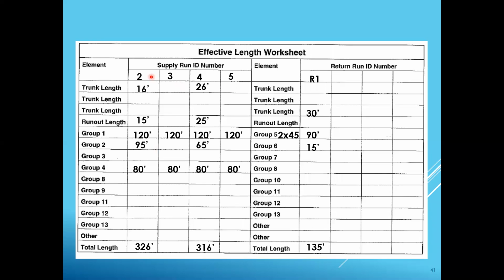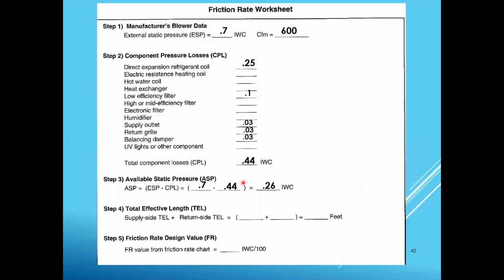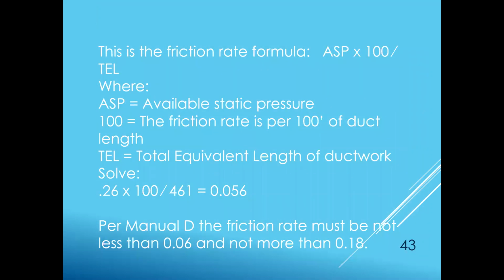But you're starting to pick. You start to think, well, which supply is going to be longer? You start doing the runout length and all the different groups of fittings. Yes. Right? Then you have your friction rate worksheet. You start doing the math. Yeah, this is just an example, right? It says it was 461 feet.